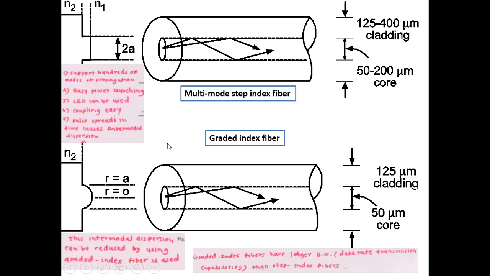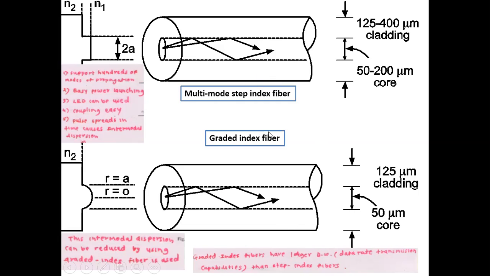So the third type of fiber is nothing but graded index fiber. As I told you, from core to clad, the refractive index is not changing in steps. It is changing gradually. That's why it is known as graded index fiber. What is important is that intermodal dispersion, which was a problem in multimode step index fiber, is reduced with the help of this graded index fiber. This is the major advantage of graded index fiber. And graded index fiber has larger bandwidth or data rate transmission capabilities than step index fiber.